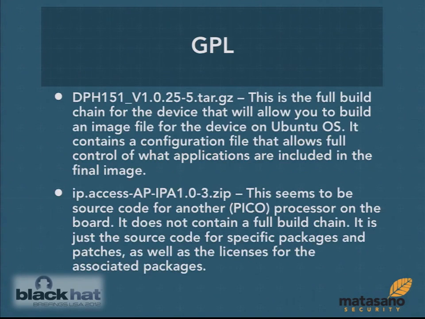Before I got the device, I also got an email back from the company, and they sent me links to 2 files. The first one was this DPH151, which was the full boot chain for the operating system that I'm looking at. Literally a tutorial on how to build a firmware image on Ubuntu for this device. And then this other IP access AP, which is some of the open source software for another chip that's on this device.